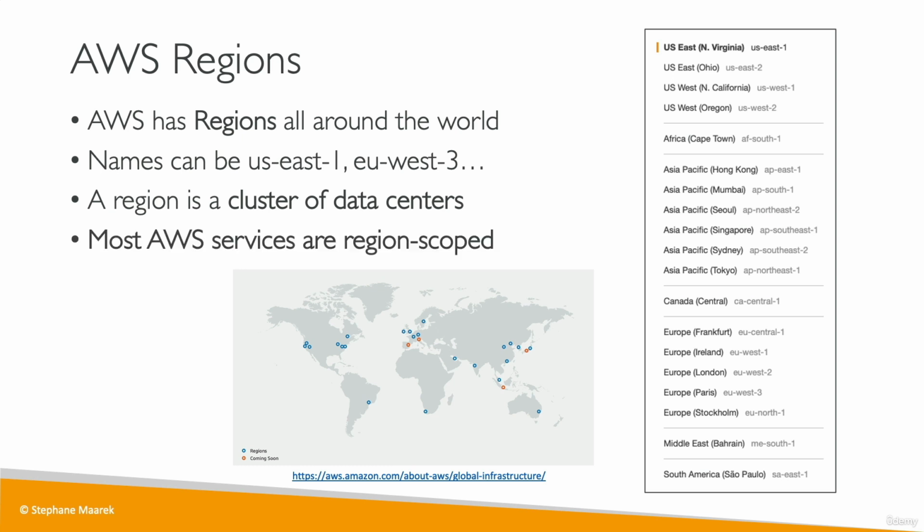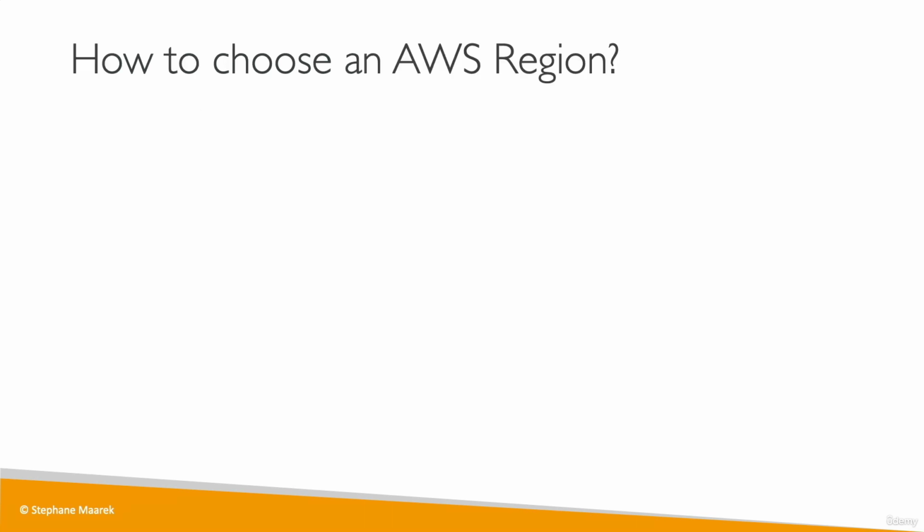When we use AWS services, most services are going to be linked and scoped to a specific region. That means that if we use a service in one region and we try to use it in another region, it will be like a new time of using the service. Now, a question that may come up in the exam is, how do you choose an AWS region?